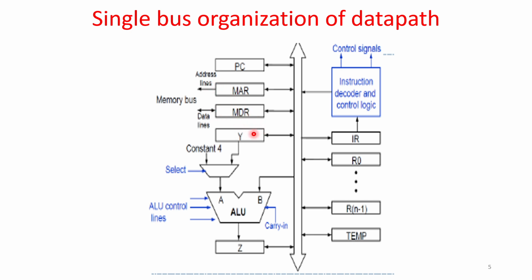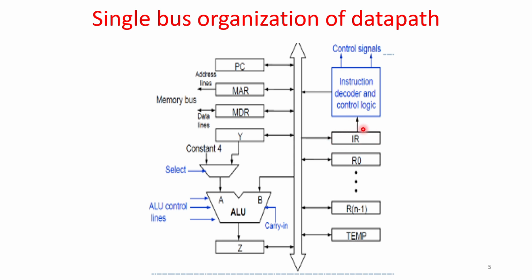Here we have the Y register, a temporary register. Then we have a multiplexer for selecting either Y or 4. Then the arithmetic and logical unit performs the ALU operations. Then the Z register, a temporary register, and the n general purpose registers R0 to Rn-1. IR is the instruction register, which holds the instruction currently being executed.